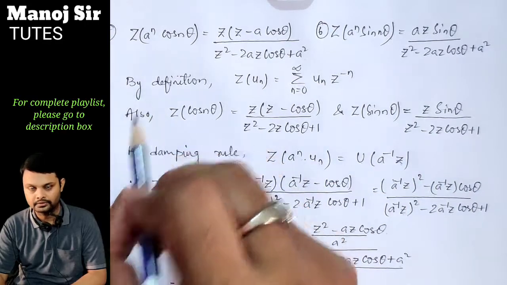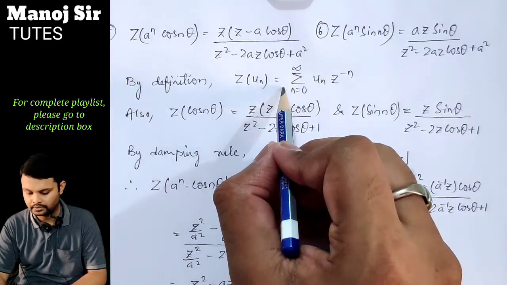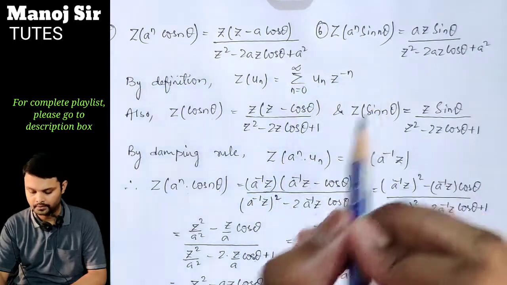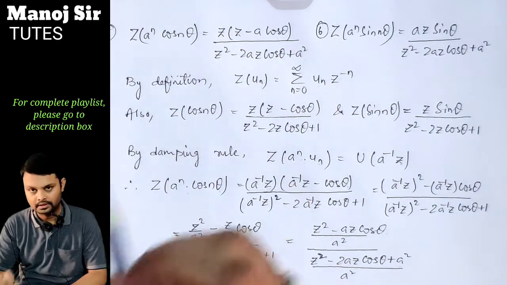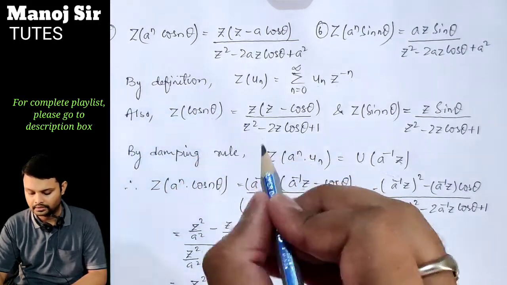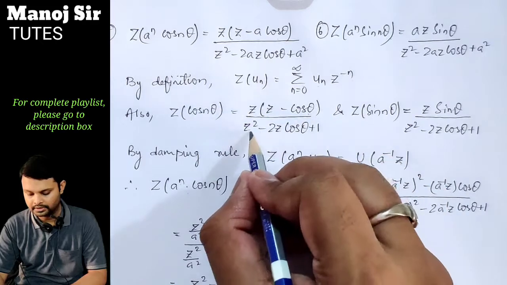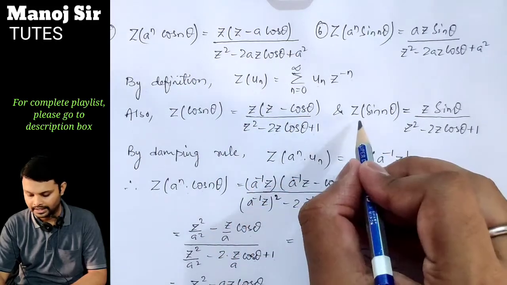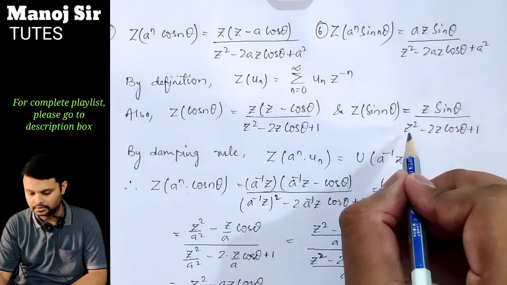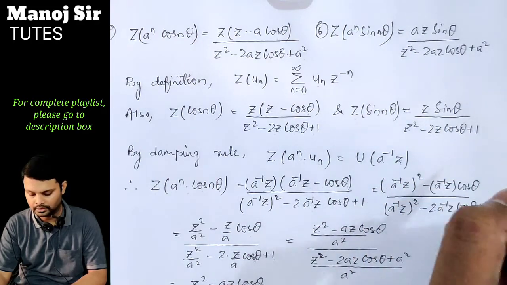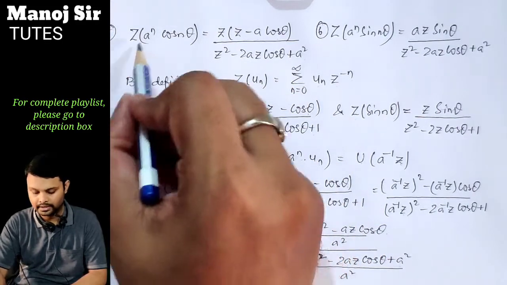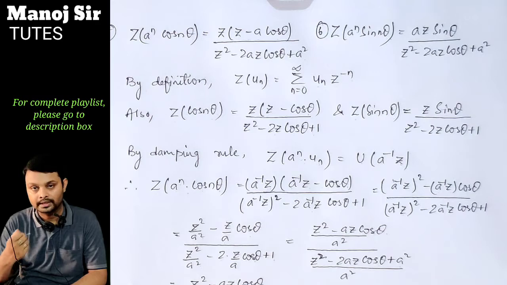Okay, so by definition of Z transform, we know that Z transform of un equals summation n equal to 0 to infinity un Z to the power minus n. And just now we have proved in the third and fourth part that Z transform of cos n theta equals Z into Z minus cos theta upon Z square minus 2Z cos theta plus 1, and Z transform of sin n theta equals Z into sin theta upon Z square minus 2Z cos theta plus 1. Okay, now here if you see both, we need to multiply a to the power n. It means we have to go for the damping rule.